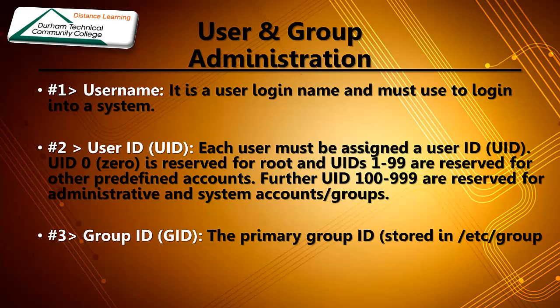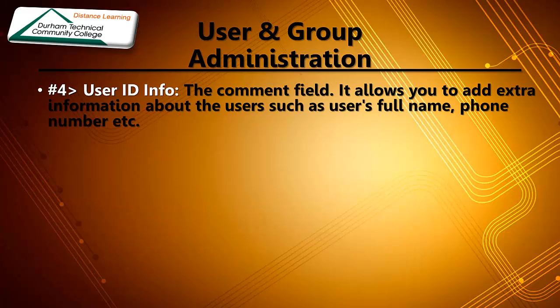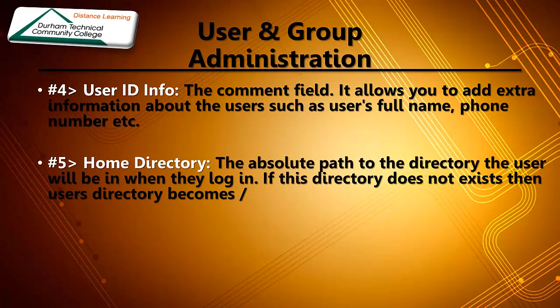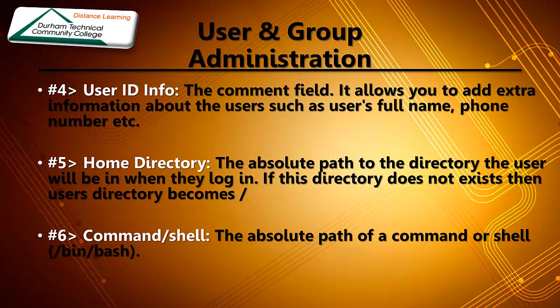Group ID, GID, is the primary group ID, which is stored in the /etc/group file. User ID info: in this field, the user gets to put information such as full name and phone number. The home directory is the absolute path to the directory the user will be in when they log in. If the directory does not exist, then the user directory becomes a slash. Command/shell is the absolute path of a command or shell.